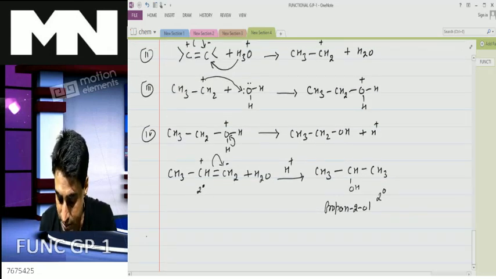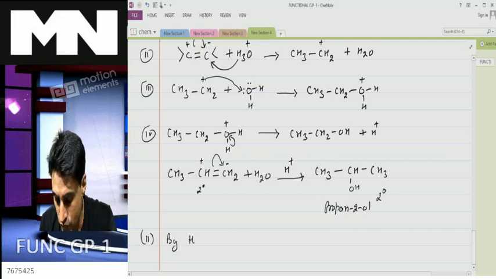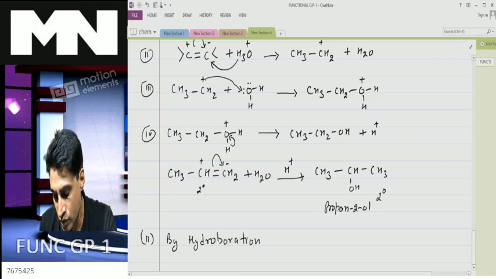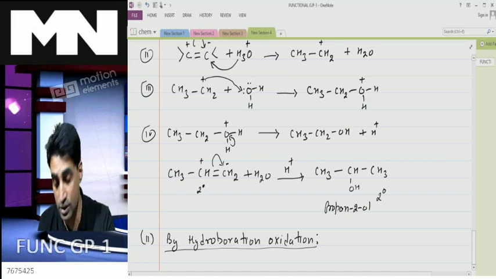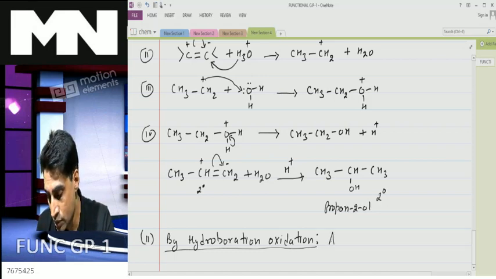So the second step is by hydroboration oxidation. In this method, you will observe anti-Markovnikov's addition.